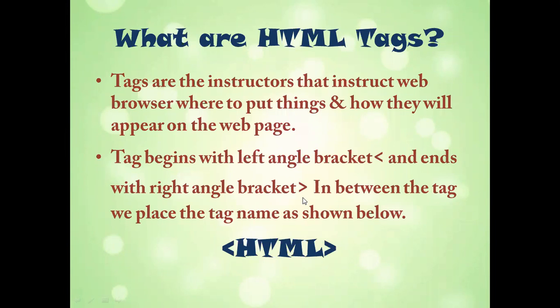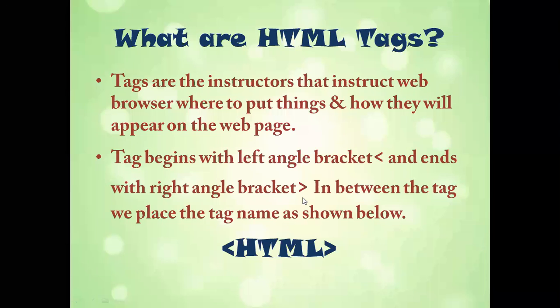Like this, HTML is the name of the tag, and the tag begins with a left angle bracket and ends with a right angle bracket. So this is how the complete tag, with angle brackets and the tag name, makes a tag. So if I ask you to write a tag, it means you have to put it in angle brackets, then only it becomes a tag.